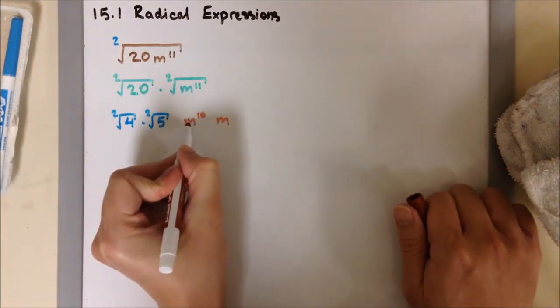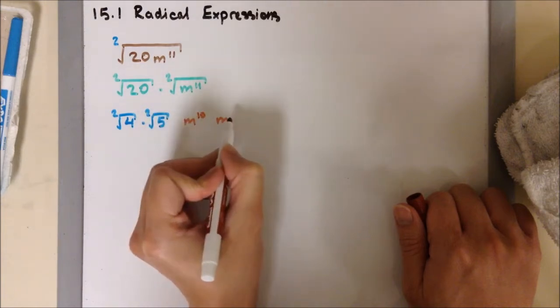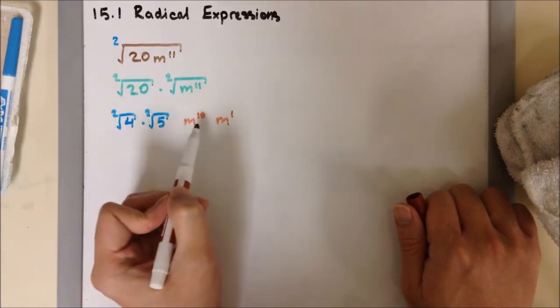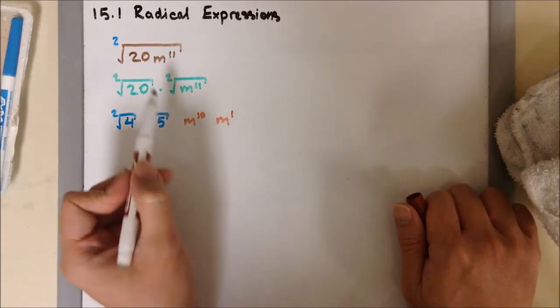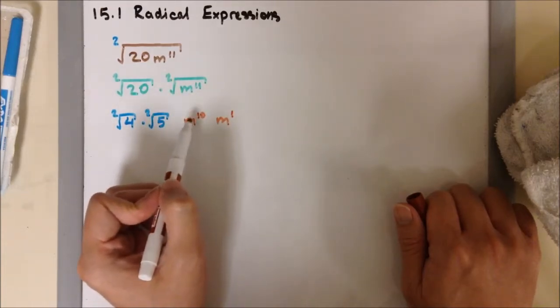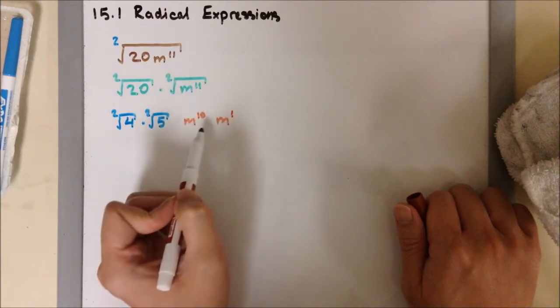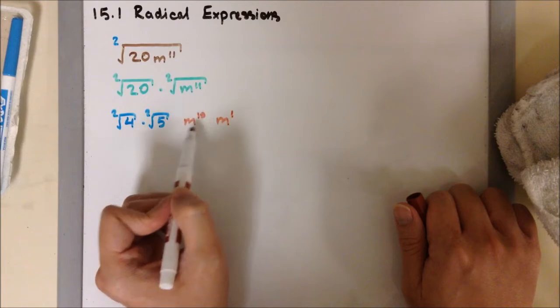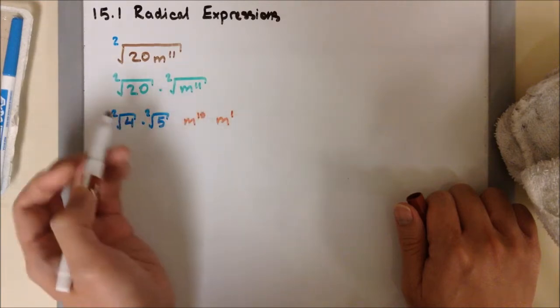So I'm going to put the 10 on the first m, and then the amount that I took away, which is 1. The reason I did this is so that 2 can go into 10, whereas 1, it cannot. So we broke it up into two m's, so that way parts of the m, in this case the m to the 10, can be simplified.